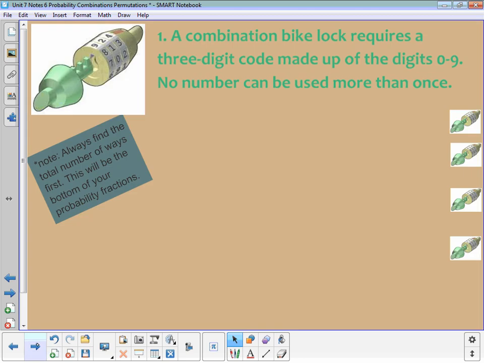Let's take a look at number 1. It says a combination bike lock requires a 3-digit code made up of the digits 0 through 9. No number can be used more than once. The first thing that we should do is determine, is this permutations or combinations? In this case, it's a combination lock. Now, we know that we can't switch the combination on a combination lock. We can't change the order, so this would be a permutation.